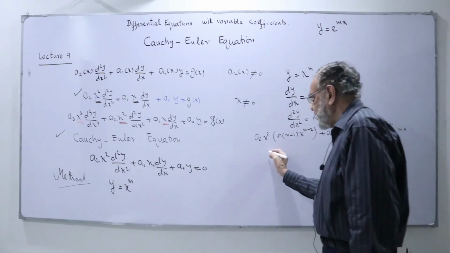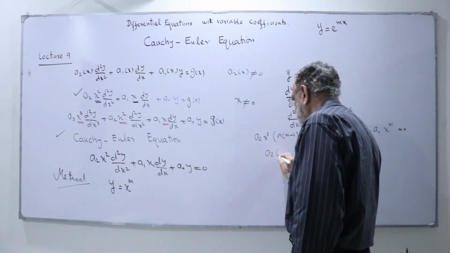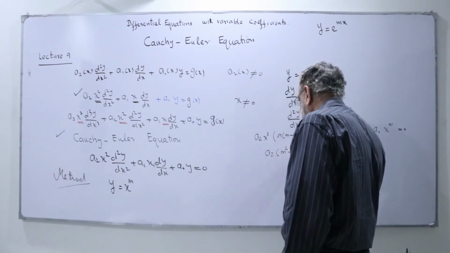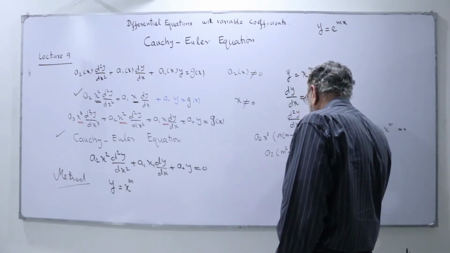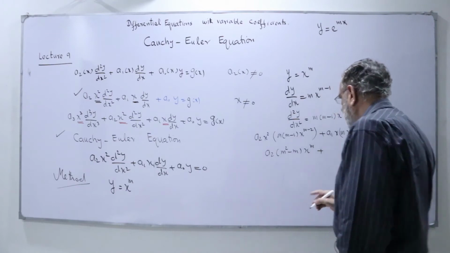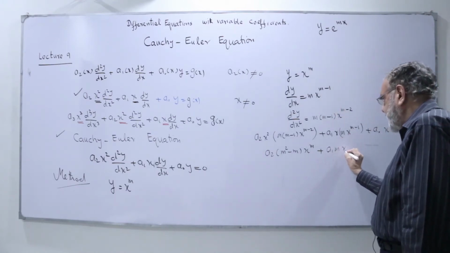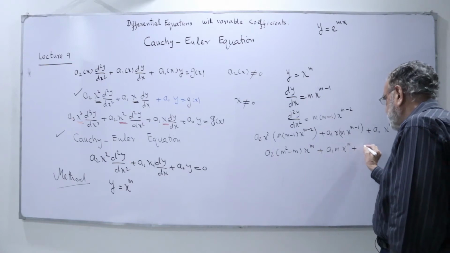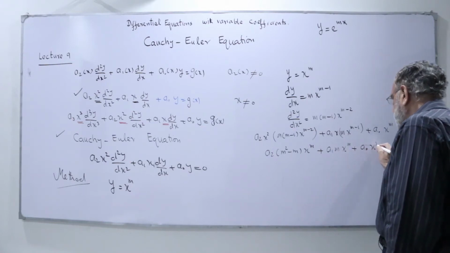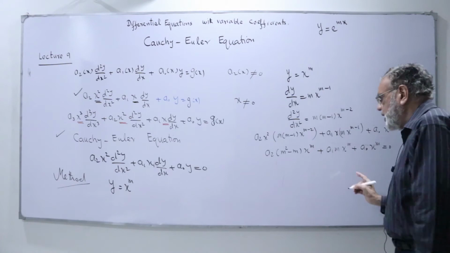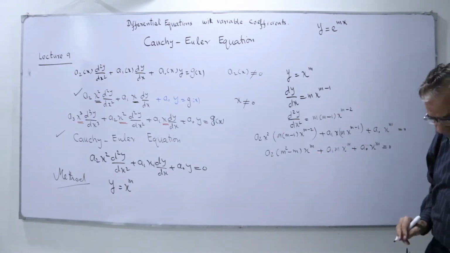x to the power m. So I get here a2 (m square minus m) x to the power m plus, I multiply by x, I get here a1 m x to the power m. So I get here a0 x to the power m is equal to 0. I get here the equation in m.